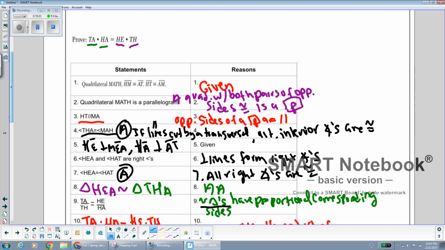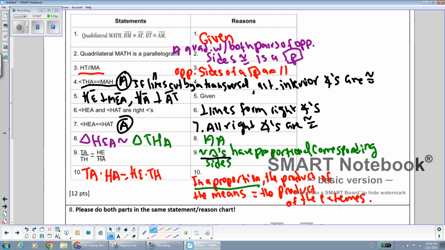Now we know the triangles are similar, we can prove the proportion, and we can prove the product. And we're all done. So this was 12 points, not 10. Sorry about the typo. Each fill in the blank was 1 point, each thing that was missing. So there were 12 things to fill in, so that's 12 points in total.